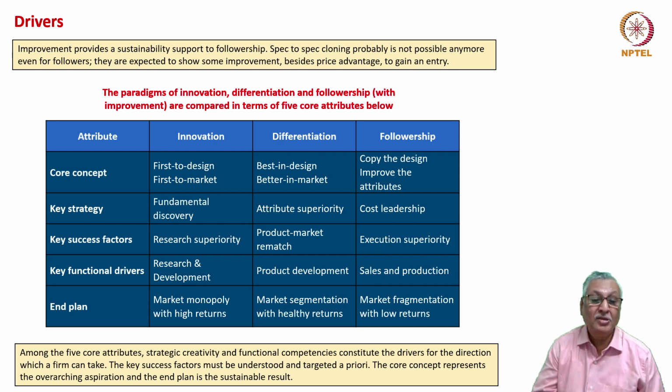Among the 5 core attributes which I have highlighted, strategic creativity and functional competencies constitute the drivers for the direction which a firm can take. The key success factors must be understood and targeted a priori. The core concept represents the overarching aspiration, and the end plan is the sustainable result. So when you have this strategic clarity about what constitutes innovation, what drives innovation, similarly, what constitutes and drives differentiation and followership, we will be able to have a mix of strategies depending upon what the market needs and depending upon what we think are the strategic imperatives for the company.